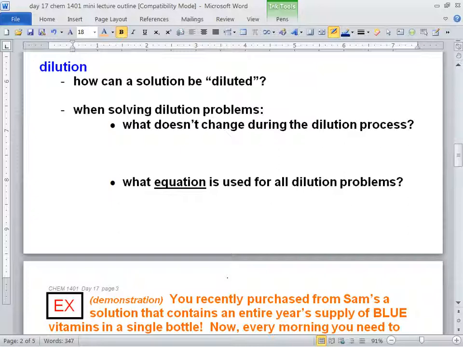Because water is the solvent. So how would you dilute something? Just add more solvent. So you really can't say add more water, because what if the solvent isn't water, right? So just add more solvent.